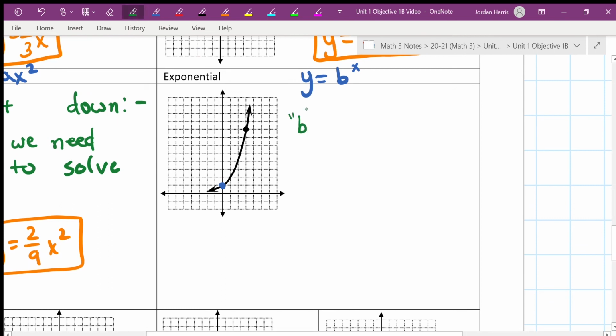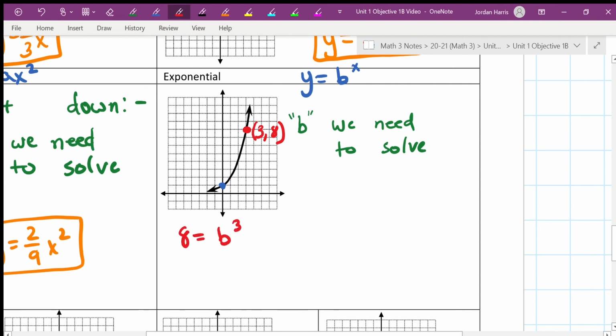So b, we need to solve. So once again, we don't use the key point, we use the extra point. There's always going to be one more. So 1, 2, 3, 1, 2, 3, 4, 5, 6, 7, 8. 3, 8. Okay, always count from the origin as well. Don't count from the key point, count from the origin to find your coordinates. So x is 3, y is 8. So 8 equals b cubed.